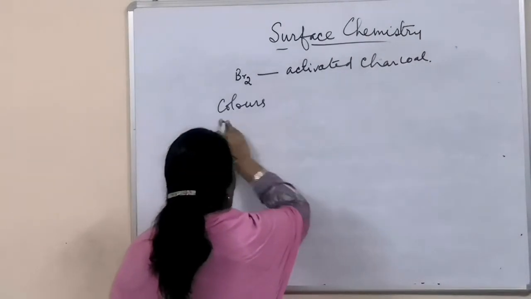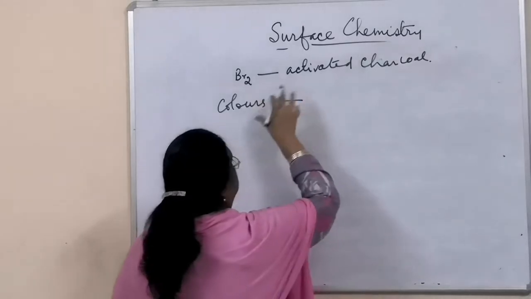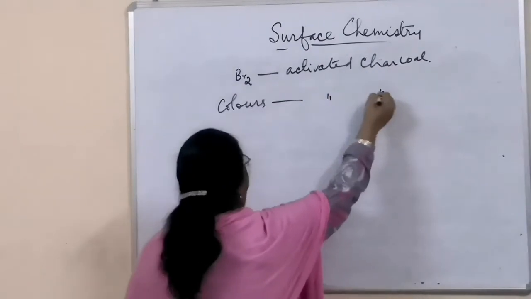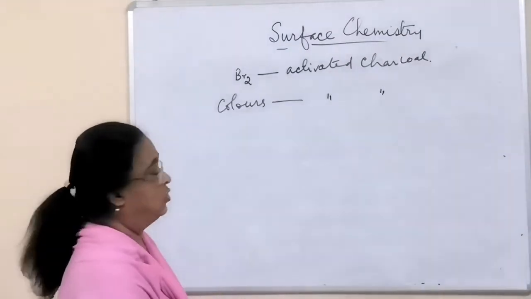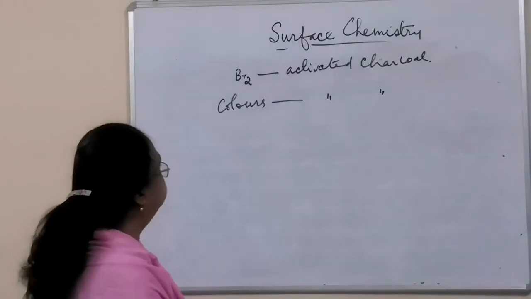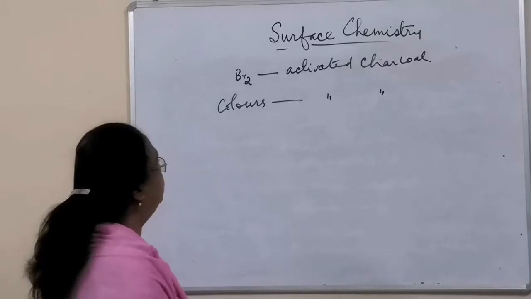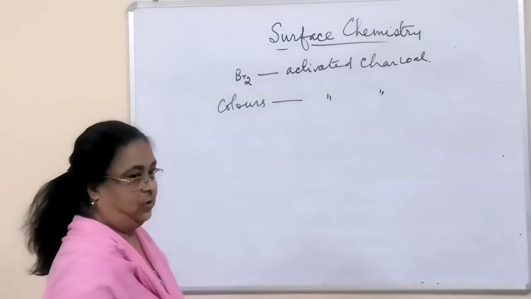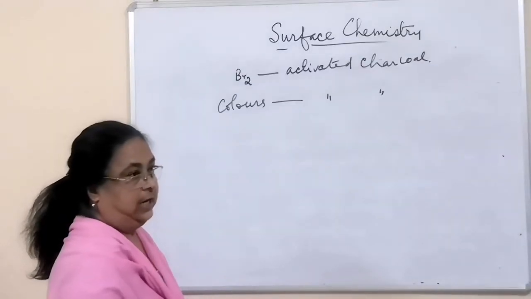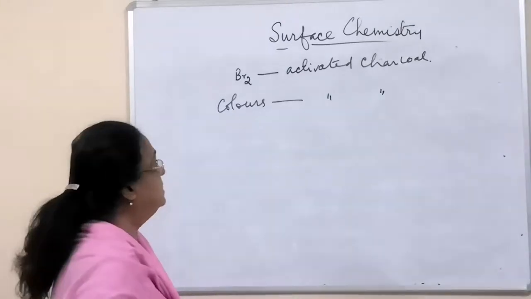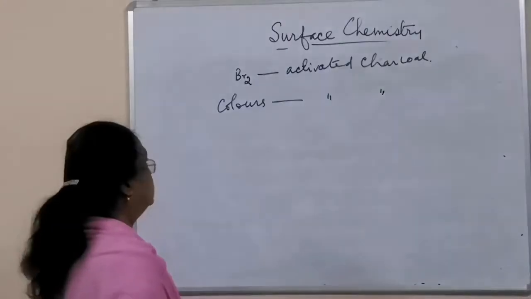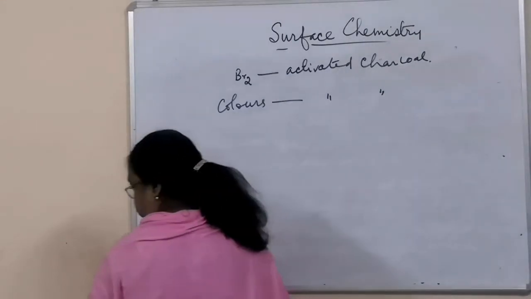So color, when a colored substance is passed over activated charcoal, the color is absorbed by the charcoal, adsorbed. Like this, many examples you will find in your book. One example I gave you: when you dip your finger in the ink, your skin gets stained, but inside the finger is receiving no colors.